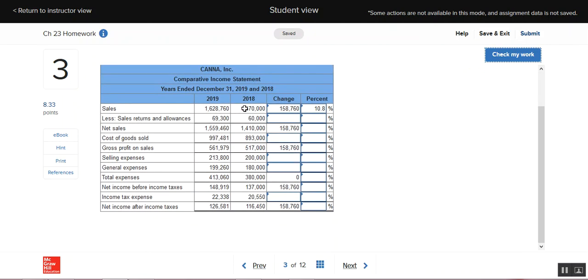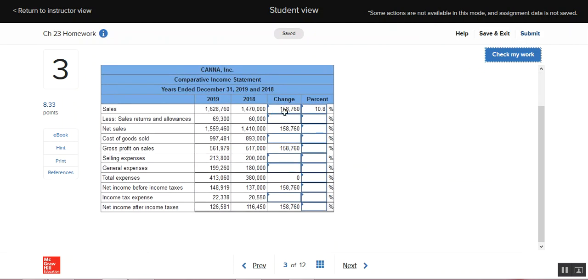The process is to figure out what dollar amount change took place, and you're going to enter that there. And then the percent change is you're going to take whatever amount you calculate as the dollar amount change, and you're going to divide it by the oldest year. So to get that 10.8%, I took $158,760 and divided it by $1,470,000. That gave me 10.8%. Let's just look down here and pick another one.